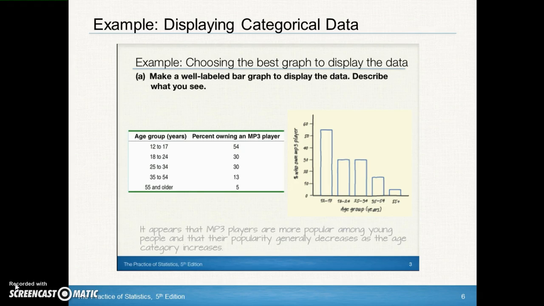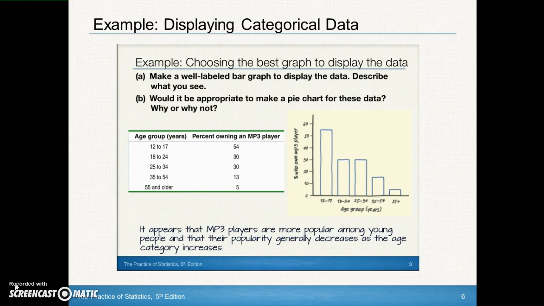the table. We can see in this bar graph that it appears MP3 players are more popular among young people, and that their popularity generally decreases as the age category increases. The next step of the example asks whether or not it's appropriate to make a pie chart for these data, and explain why or why not.